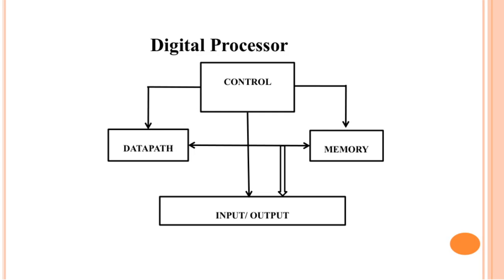Here we have the key components of a digital processor. First, the control unit, which directs the operation of the processor by managing how data moves and how instructions are carried out. Next is the data path, where the actual data processing happens through arithmetic and logic operations. Then there's memory, which stores both the instructions and the data needed for processing. Finally, input-output interfaces handle communication between the processor and the external world, allowing data to enter and results to be sent out. Together, these parts work seamlessly to execute complex tasks efficiently.